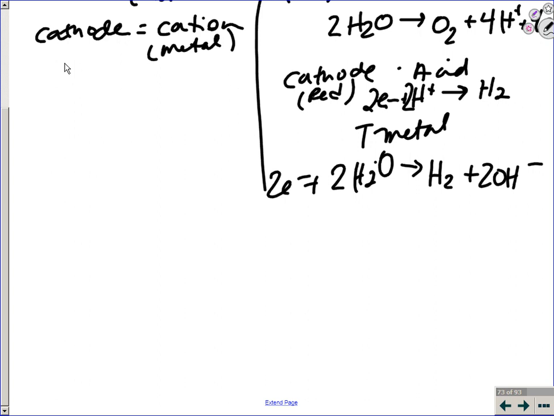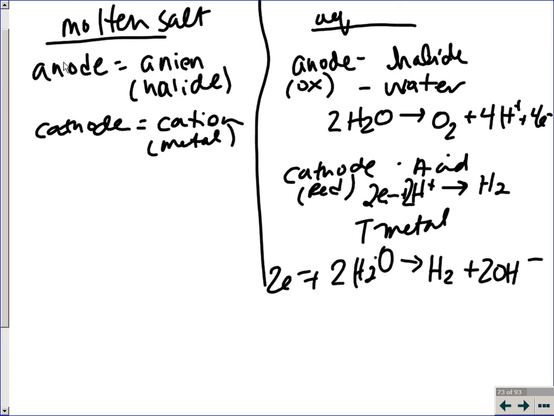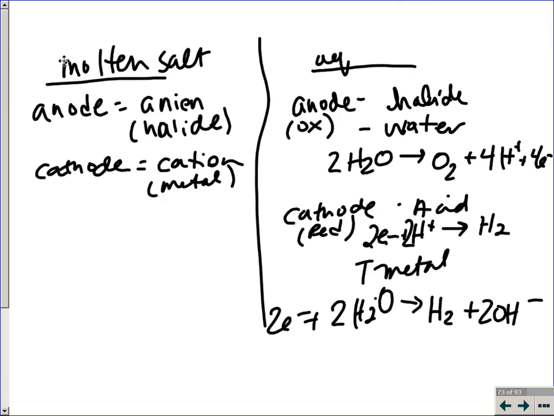All right, so I just wanted to make sure you know your priorities because I expect that you have those memorized, because those are how some questions will be phrased, like what will be produced at the anode or the cathode. That's what we're talking about here.